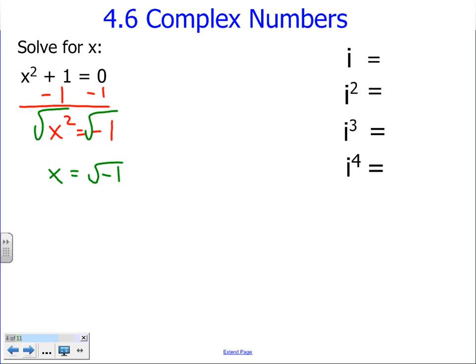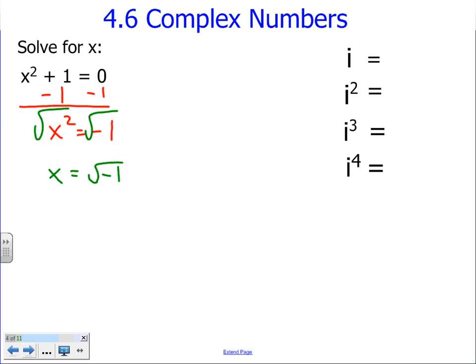Now if you plug this into your calculator, you get an error, because it's not a real number. No number times itself will ever equal a negative number. So we have a special definition for this, and it's called i. It represents all imaginary numbers, all unicorns. They're numbers that do exist, we just can't physically comprehend them or use them in the real world.